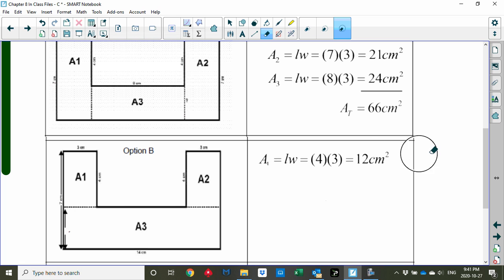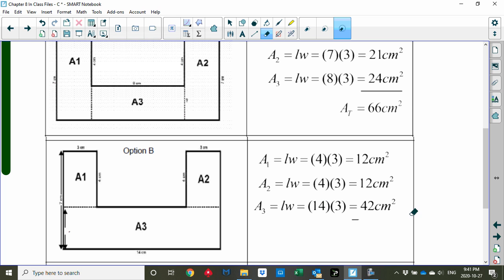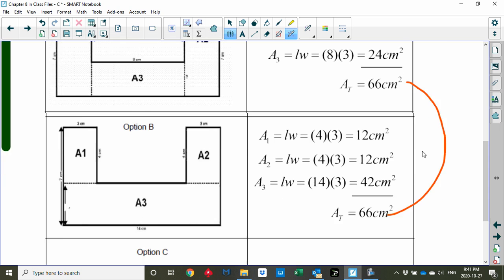Okay, welcome back. The area of the first one was 12, 4 by 3. The area of the second one, 4 by 3. And then this one is a 14 by 3. Same distance by 3, 14 by 3, I got 42. When I add them together, notice we get the exact same, okay, which we should.